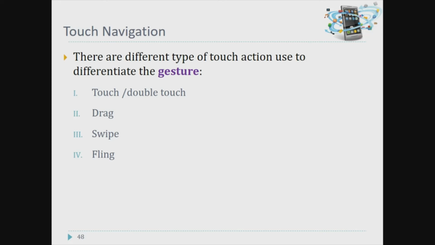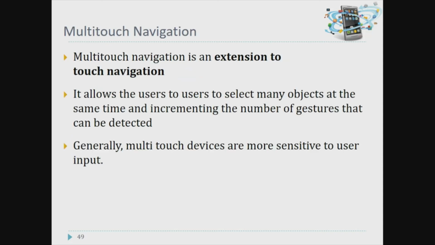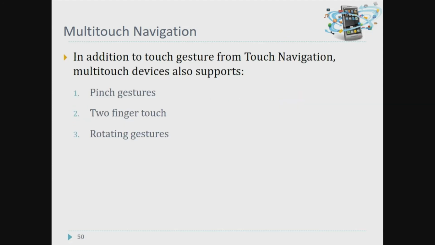The next part, there are different types of touch actions used to differentiate the gesture of the movement. Number one, you can have touch, double touch, drag, swipe, and fling. The first one is multi-touch navigation. This one is an extension of the touch or single touch navigation. It allows the user to select many objects at the same time. Generally multi-touch devices are more sensitive to user inputs.